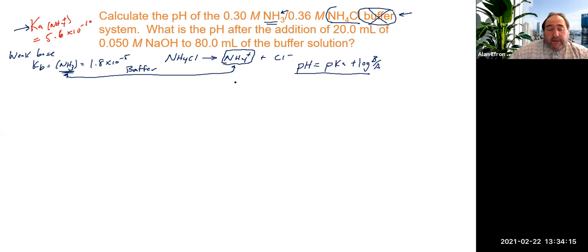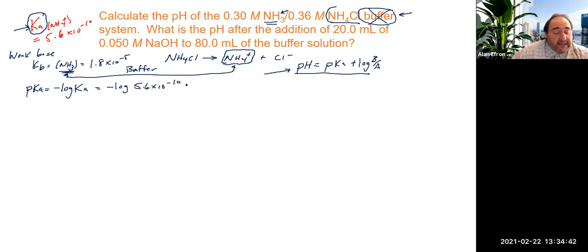At this point, since we know it's a buffer, I think this is the easiest approach. We could go right into the Henderson-Hasselbalch equation, even made easier because I did give you the Ka value in this particular case. So the pKa is minus the log of the Ka value, which is minus the log of 5.6 times 10 to the minus 10.